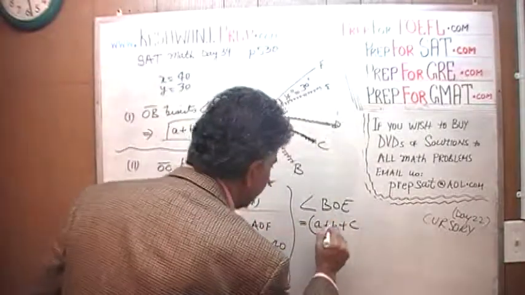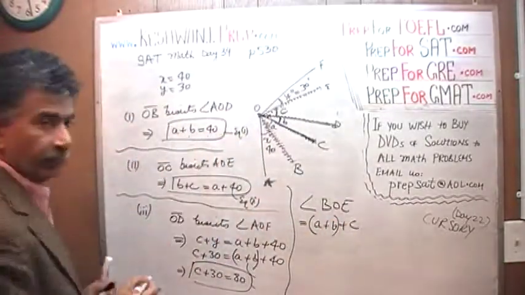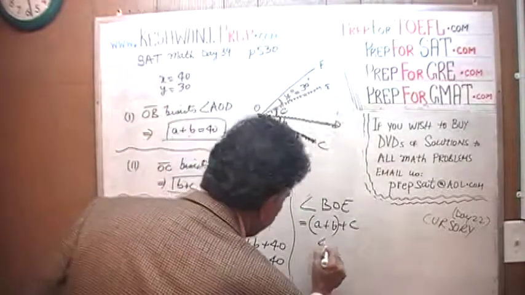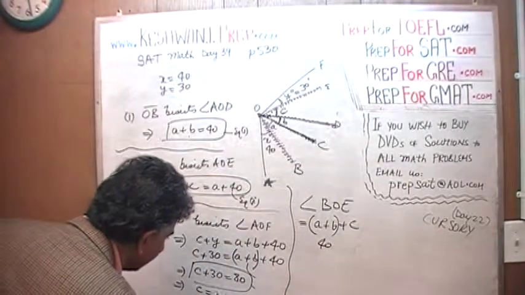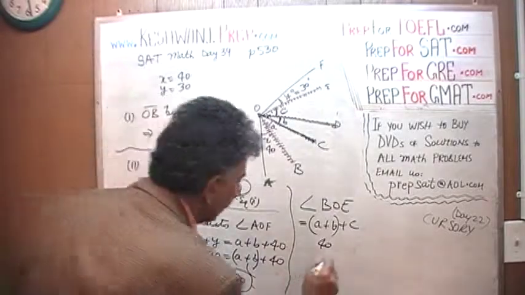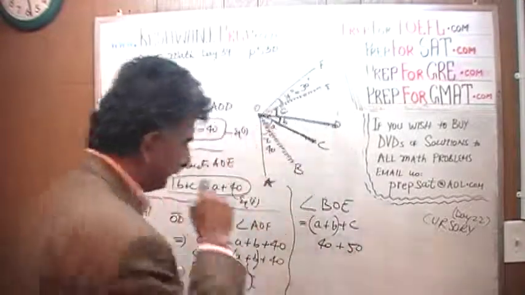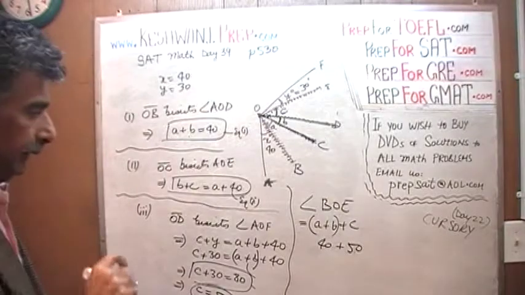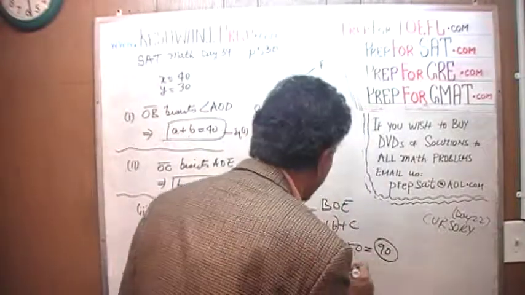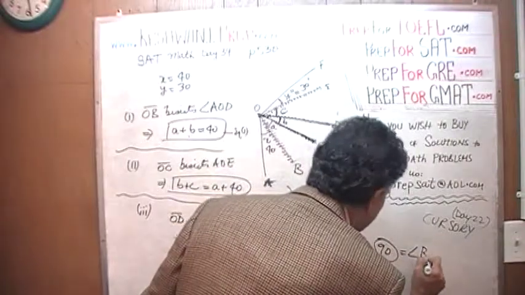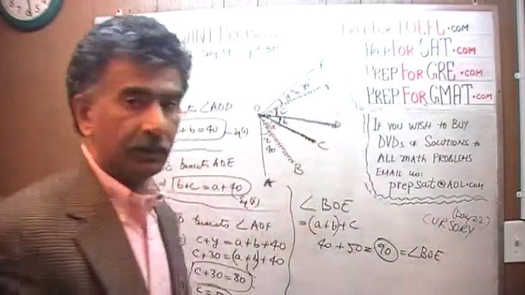We know A plus B is 40 from equation 1. So let's put that in here. And we just found C. From this equation we found out that C was 50. So let's put that in here. That's it. We are done. Answer is 90. Angle BOE is apparently a right angle.